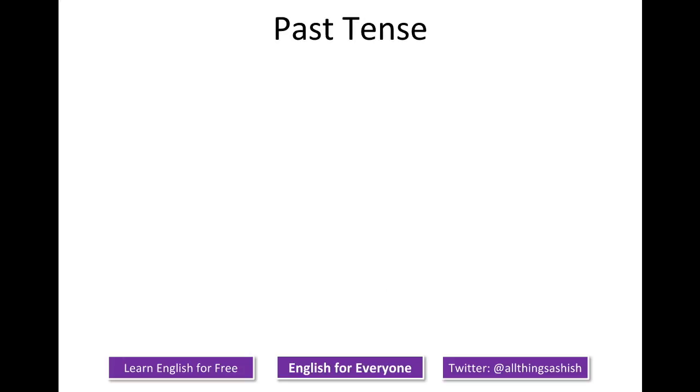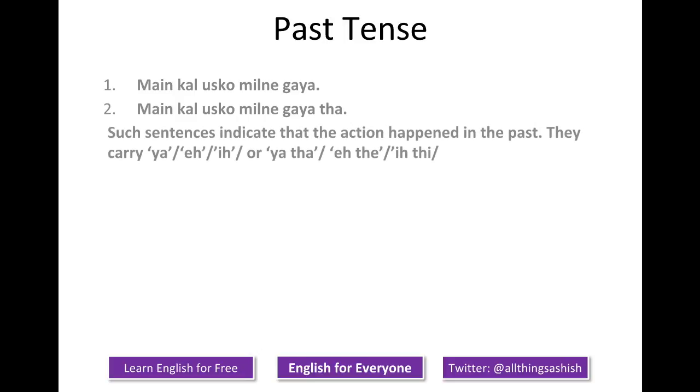The past tense. Let's look at a couple of sentences. मैं कल उसको मिलने गया. मैं कल उसको मिलने गया था. Such sentences indicate that the action happened in the past. They carry या, ए, ई, or या था, ए थे, ई थी at the end.